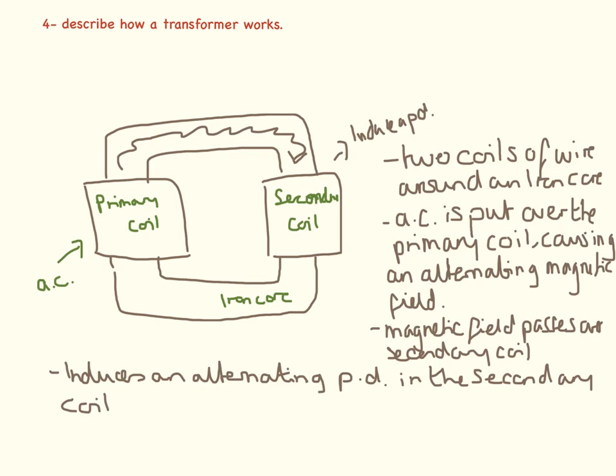So this is my answer here. You're going to get a mark for saying there are 2 coils of wire, and it's going to be around a primary coil. So the alternating current is put over the primary coil, which causes a magnetic field. The magnetic field passes over the secondary coil and induces, this is a key word here, an alternating potential difference in the secondary coil. In your exam, please write things out in full and don't use shorthand like I have.